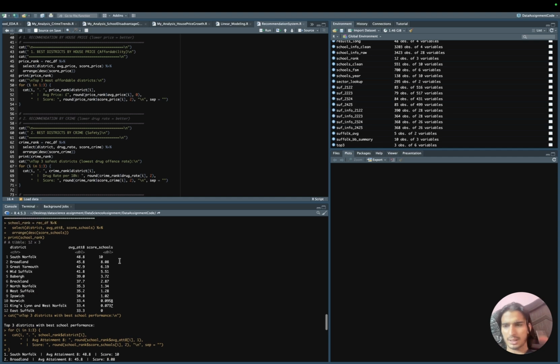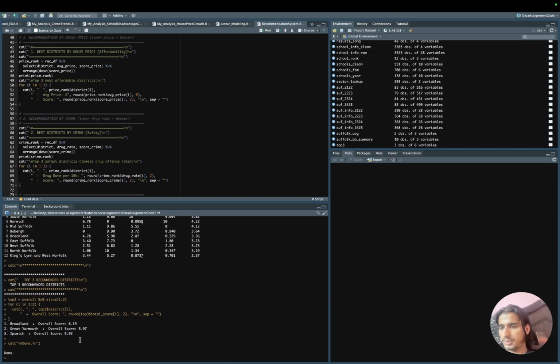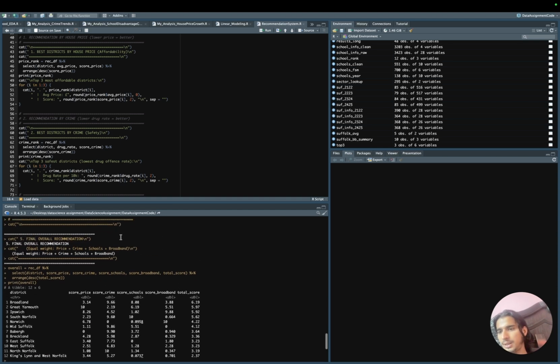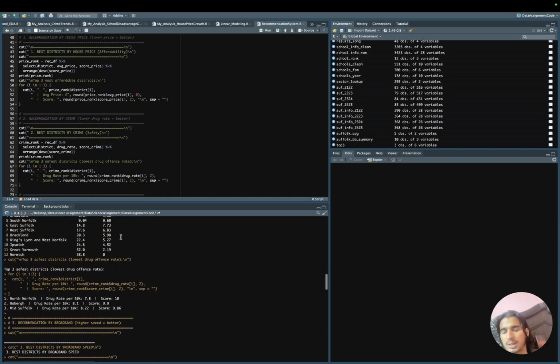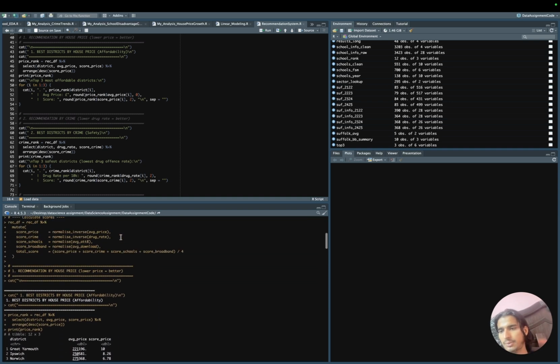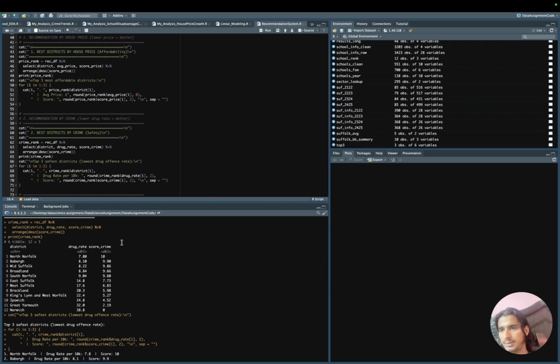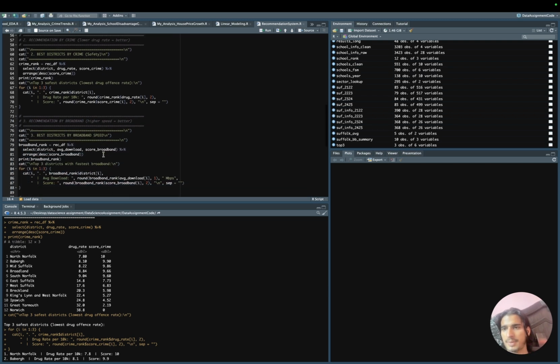Based on this, my top three recommended districts are here: Broadland, with an overall score of 6.19, Great Yarmouth, with an overall score of 5.97, and Ipswich, with an overall score of 5.92. I also divided it section-wise. We can see that here, like best district by crime and all that.